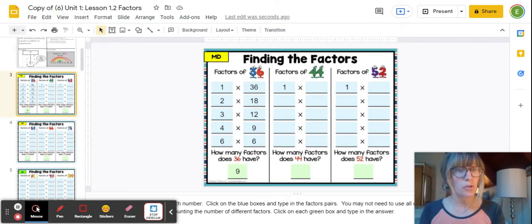Hi, so in this video, I'm going to give you sort of a little tour down factor lane, if you will. So these are your practice activities. You'll see that they're sorted by their classifications. This is a must do.